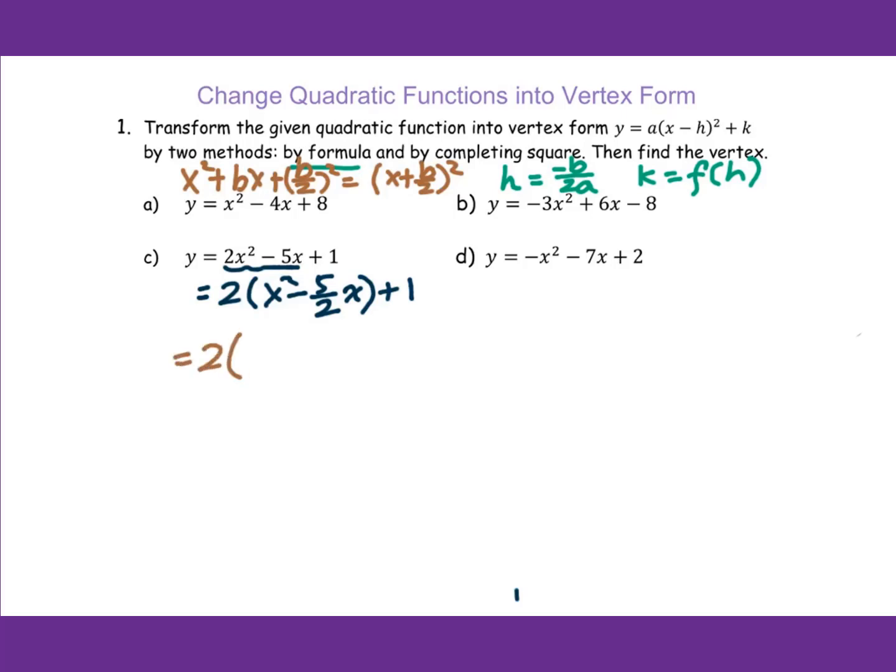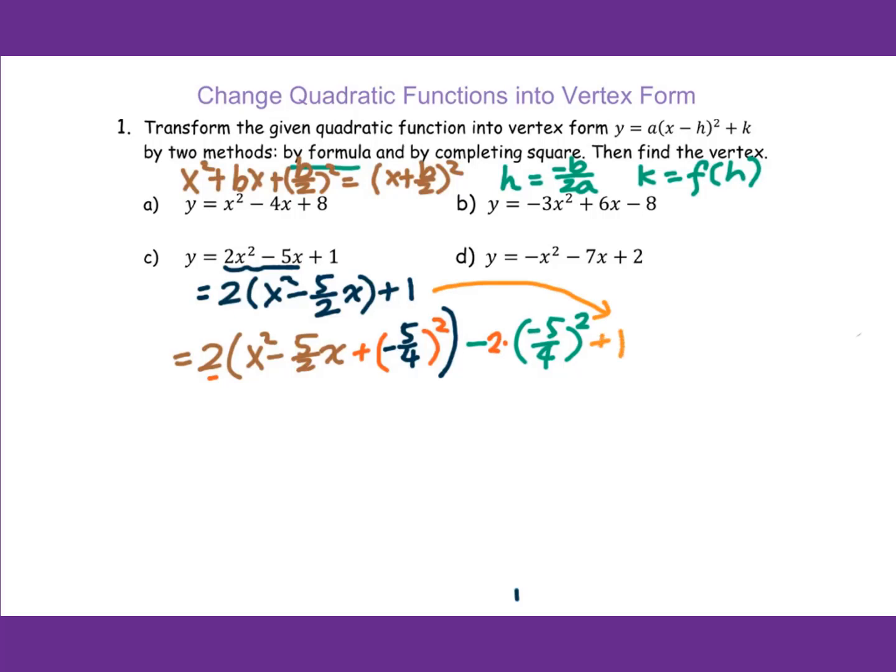Then equals 2, x squared minus 5 over 2x. I need to add b over 2 squared. 5 over 2 divided by 2, that will be negative 5 over 4. Since you add negative 5 over 4 on the right side, you still need to subtract negative 5 over 4 squared. But we do have a number before that, that's 2, so 2 times.